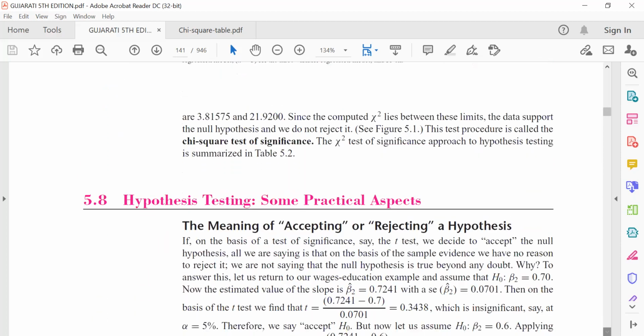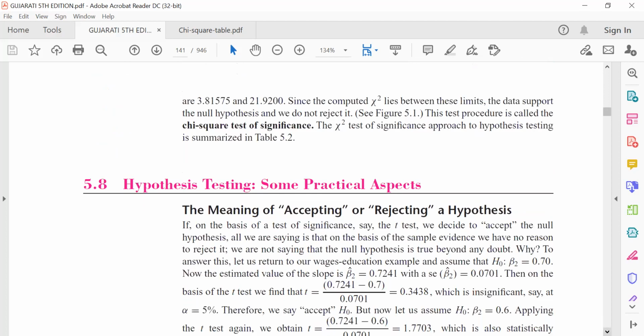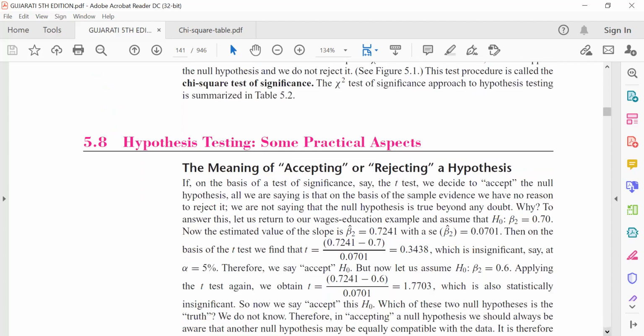Hypothesis testing, some practical aspects. The meaning of accepting and rejecting a hypothesis. If on the basis of a significance test, the t-test, we decide to accept the null hypothesis, all we are saying is that on the basis of the sample evidence, we have no reason to reject it. We are not saying the null hypothesis is true beyond any doubt.